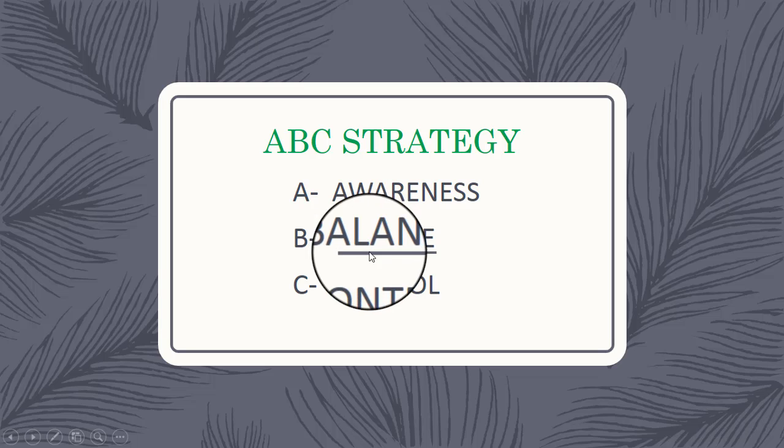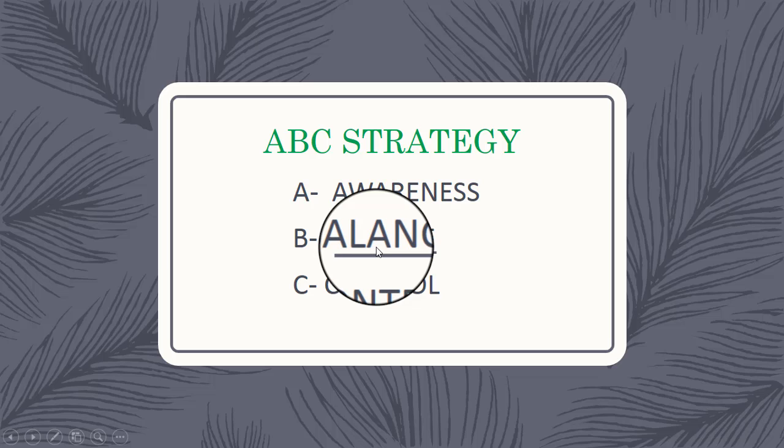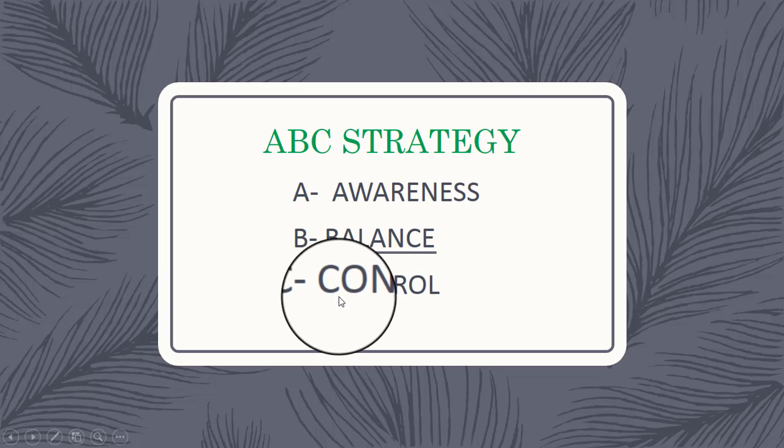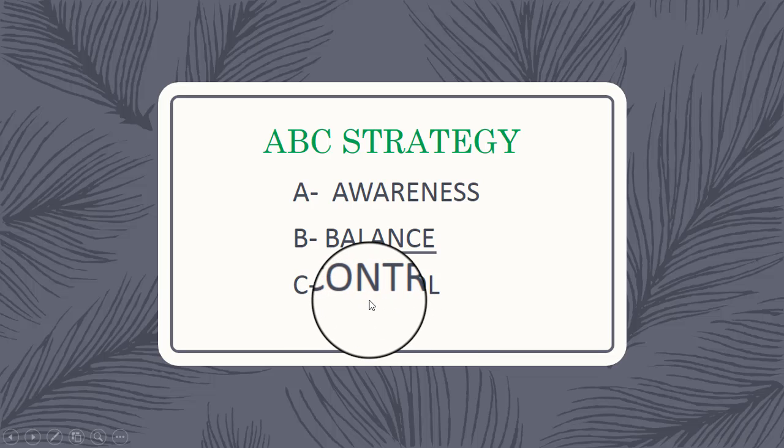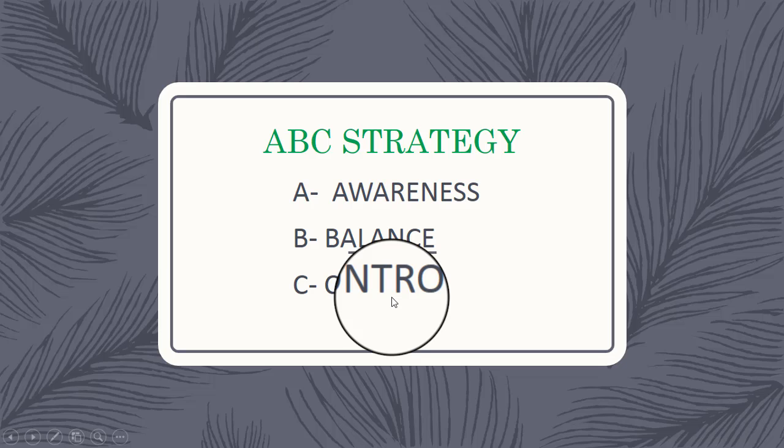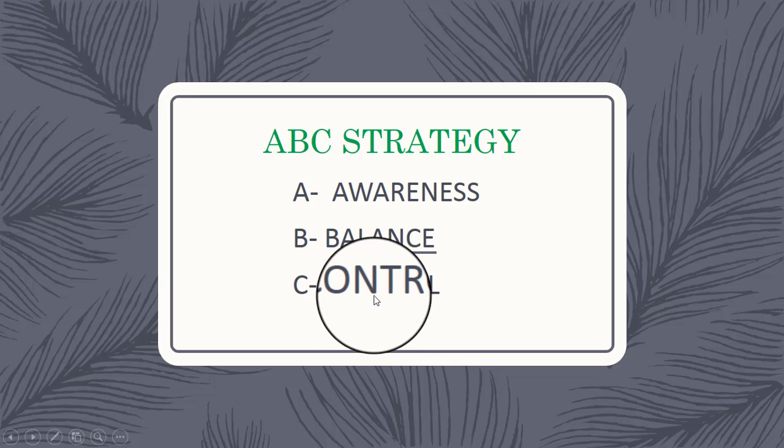B, balance. What comes under balance? How you have to react. There is a fine line between positive and negative stress. How much can you cope with stress before it becomes negative? C, control. What can you do to help yourself combat the negative effects of the stress? This was all about the ABC strategy. You can apply this in your life and it will successfully work.